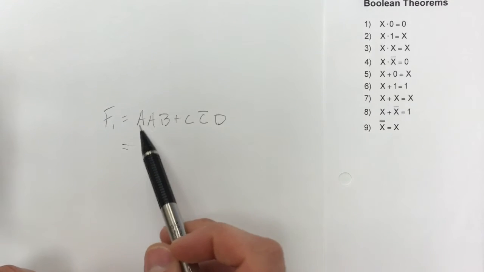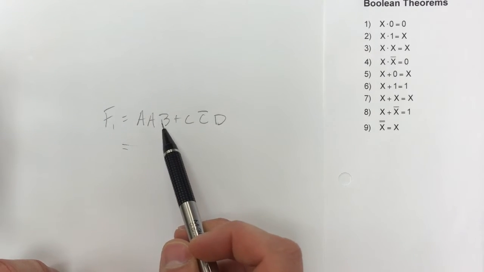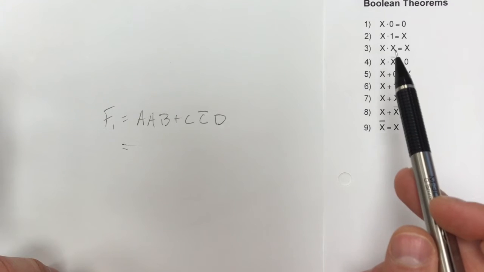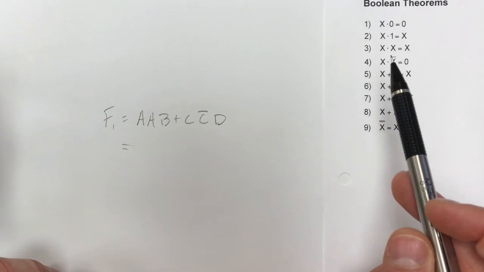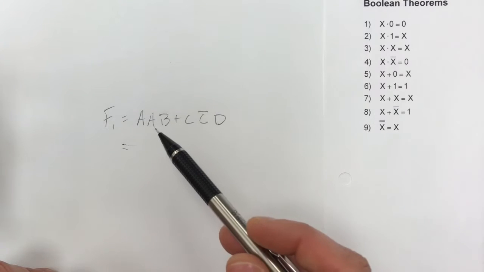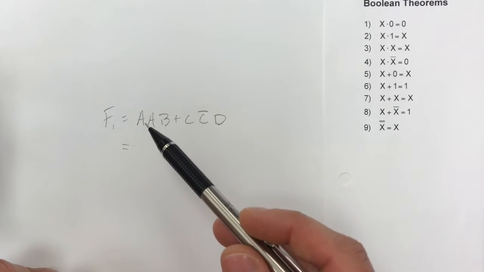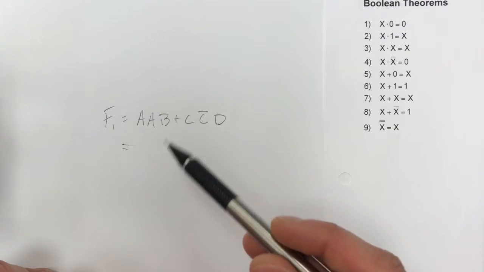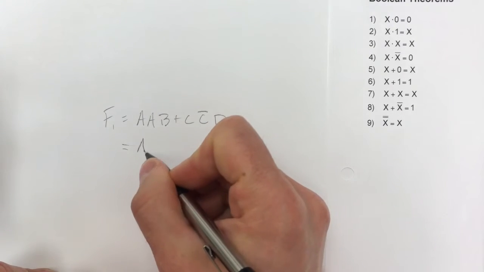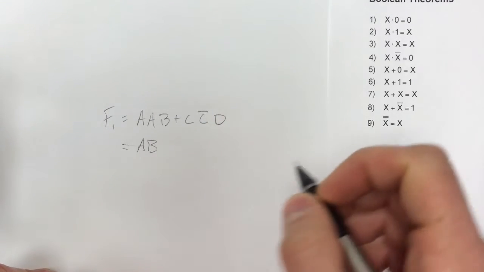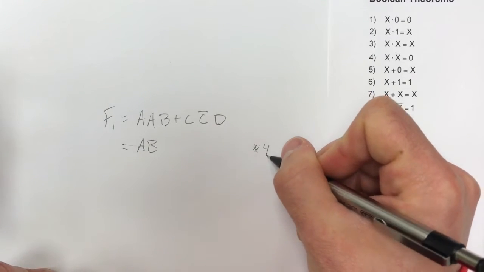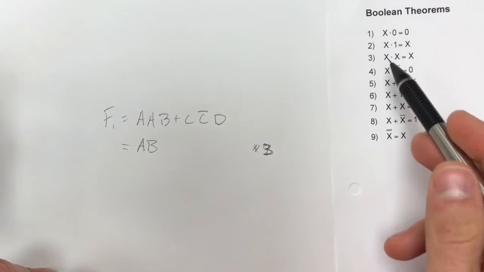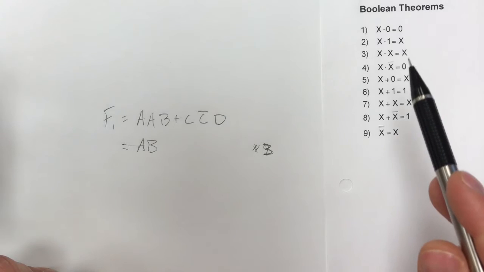Let's just look at the first term first, A and B. So A and A. We search over here for x and x is x. So A and A is what? A and A is just A. Cool, and we use theorem number 3 there, x and x is x.